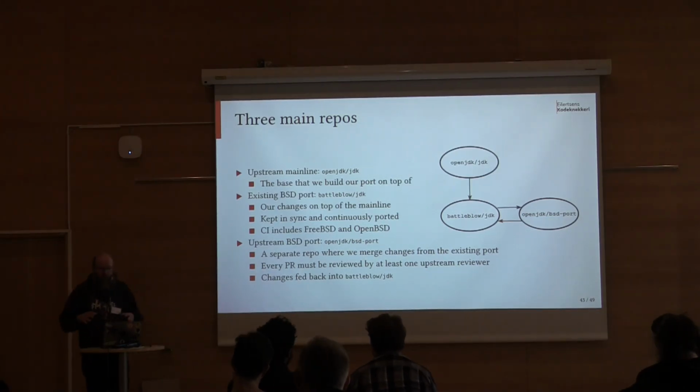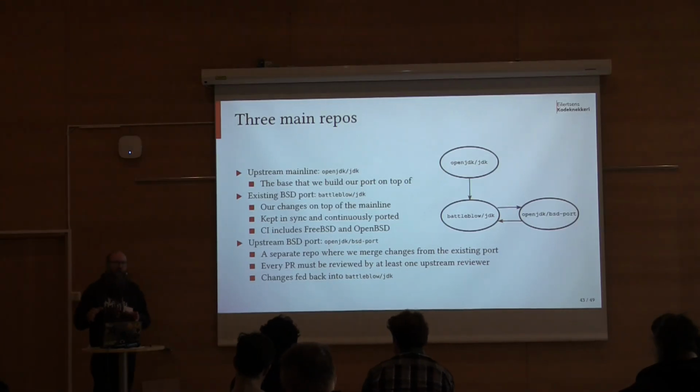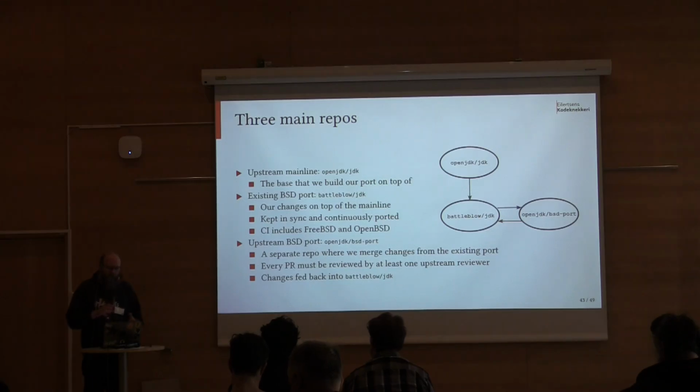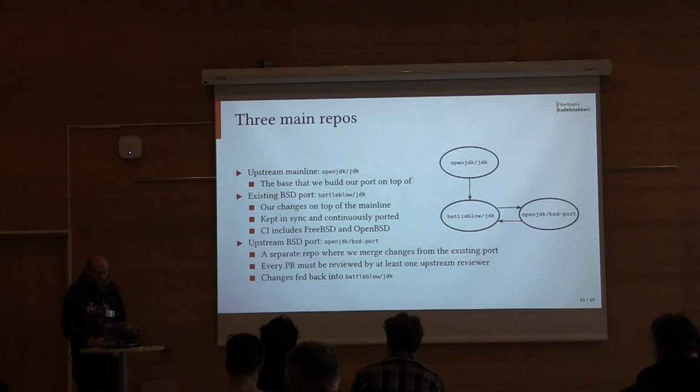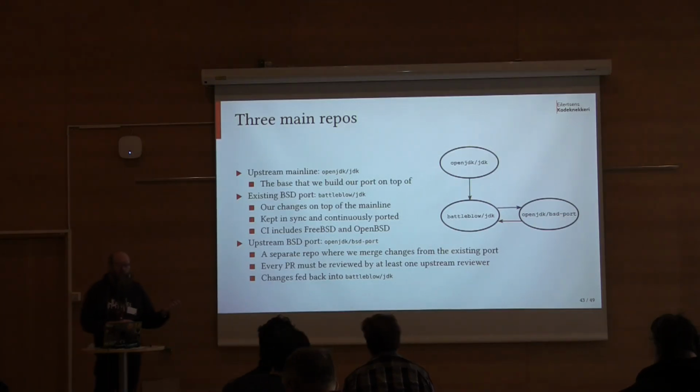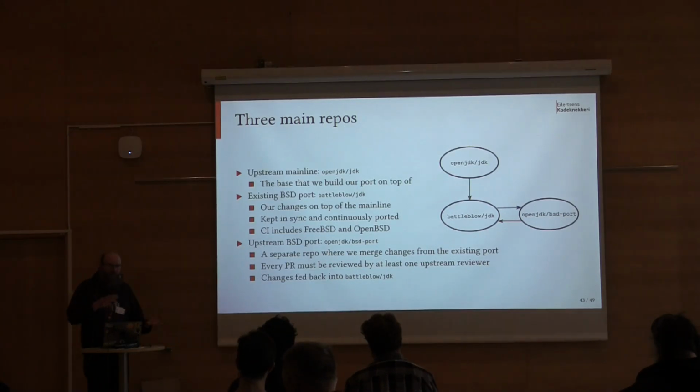So what we're doing is that we have a separate OpenJDK BSD port repository, and we try to find logically coherent patches that aren't too big, so that it should be easier to review, and we move them over to this OpenJDK BSD port repository you see on the end. The idea is that every pull request that we try to merge into that should be reviewed by at least one upstream reviewer. During that process, the patch of course changes a bit, and then we have to port those changes back into the Battleball repository again.